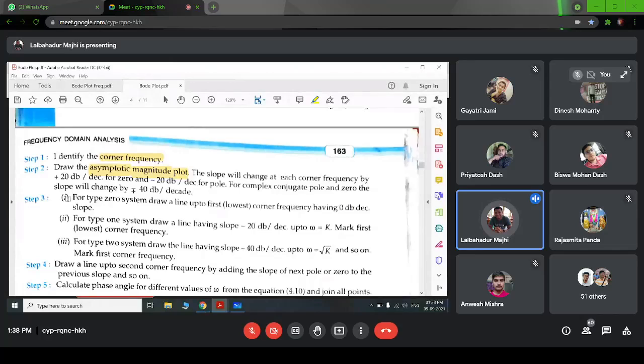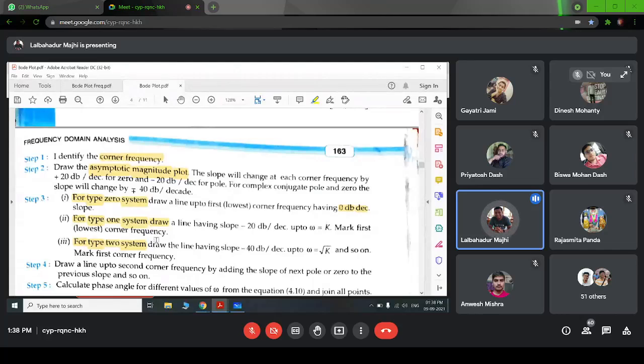So next we have to find the starting point of the magnitude plot on the y-axis. For different types of system, we have different rules. If it is a type 0 system, then we have to do 20 log k, and that point will be our starting point, and the initial slope will be 0 dB per decade.